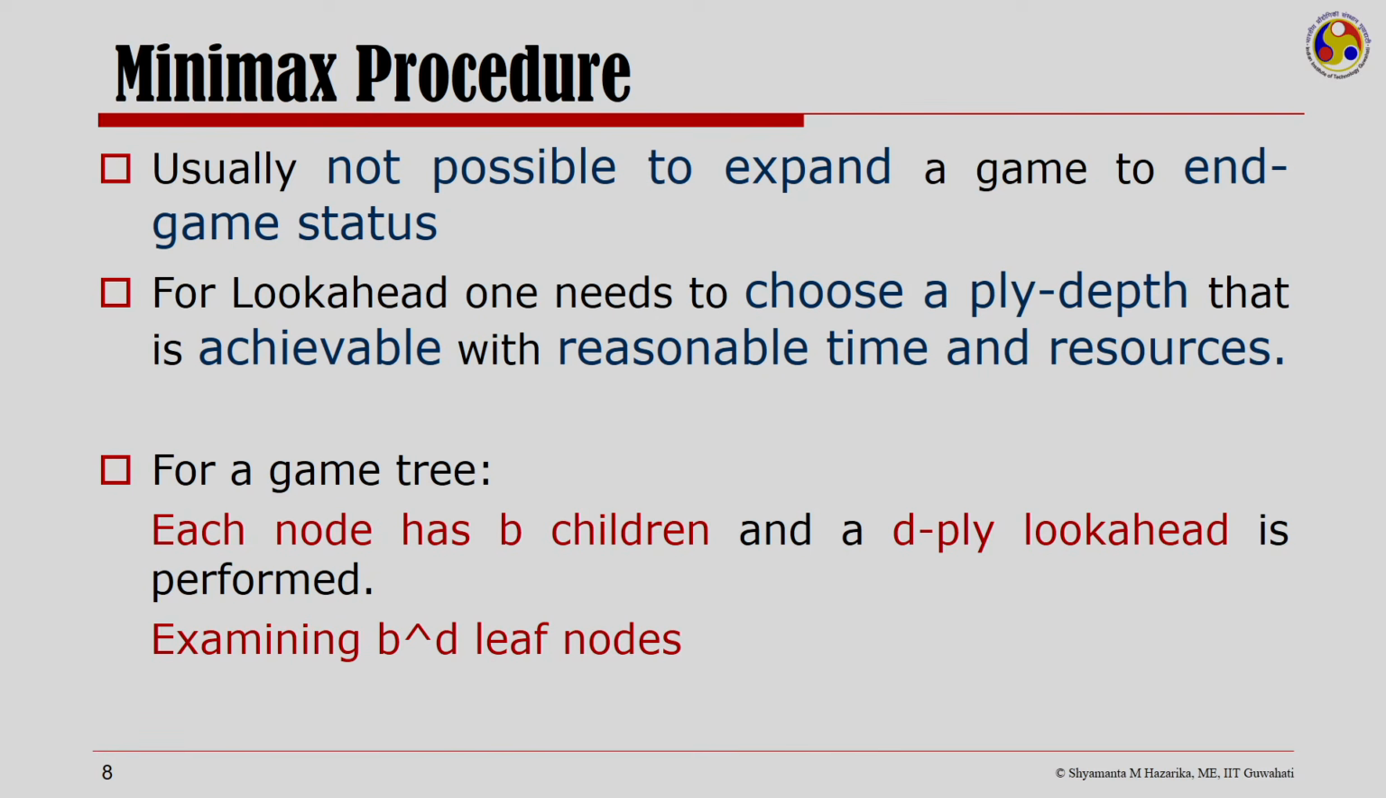For a game tree, each node has b children, let us say, and we are doing a d ply look ahead. That means we are trying to go to some level d. That would require that we examine b to the power d leaf nodes. Can we have ways and means of reducing this, because this is a huge search space? So can we somehow reduce this space?